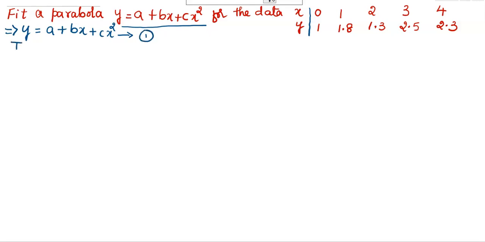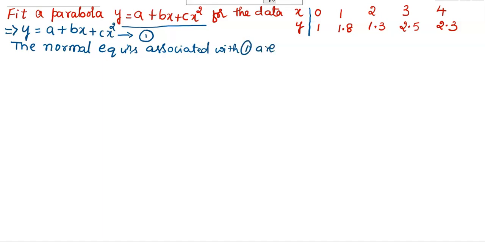The normal equations associated with equation 1 are, see here we have three parameters. How many equations will we get in the normal equations? We are getting 3, right?